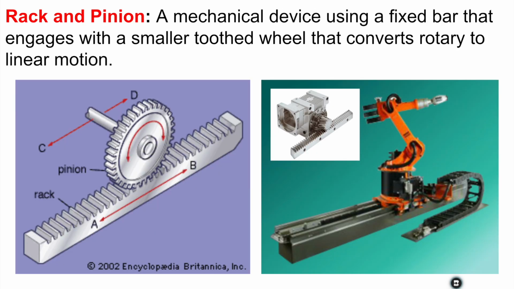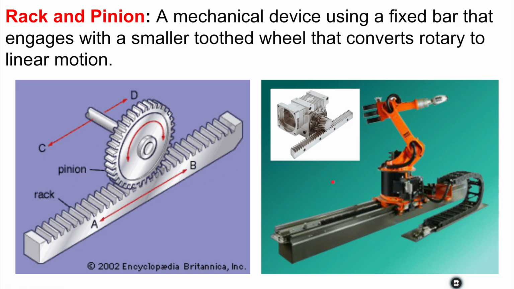A rack and pinion is a mechanical device using a fixed bar that engages with a smaller toothed wheel that conveys rotary to linear motion. And so you can imagine here that if this gear is spinning in this direction, it's going to push the rack in either the A or B in the horizontal direction. So essentially what we're doing is taking a rotational motion and making it into a linear motion. This part is called the pinion. This part is called the rack.